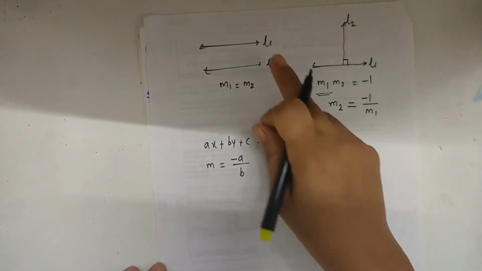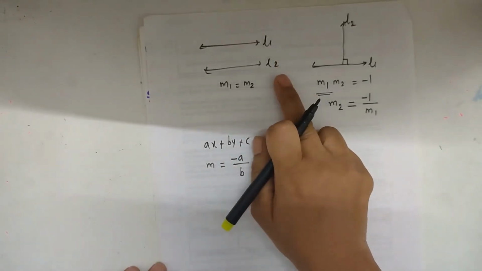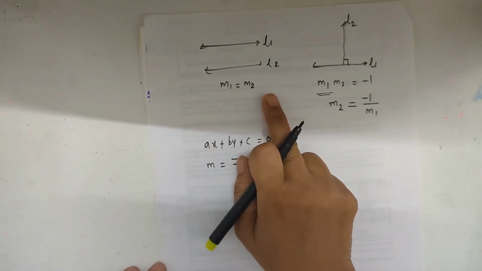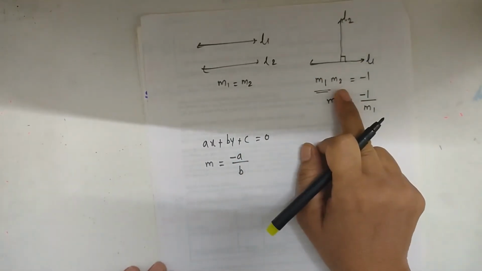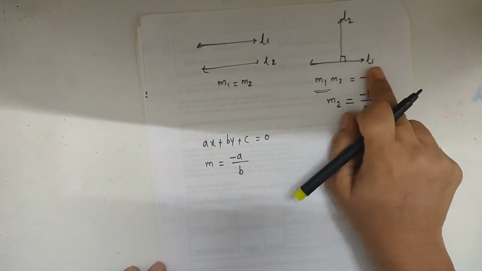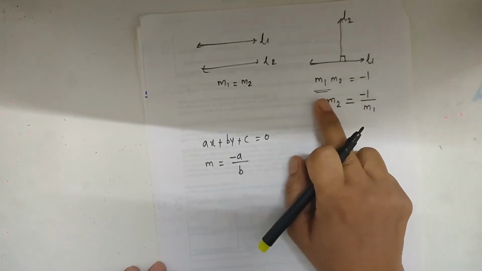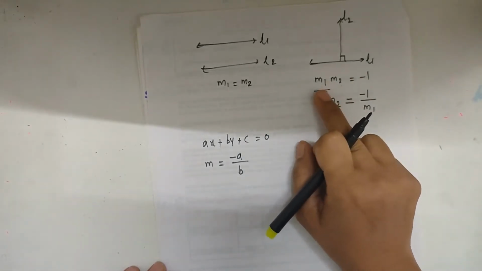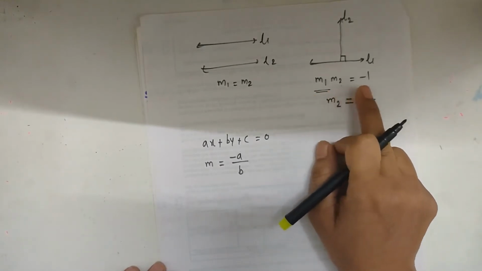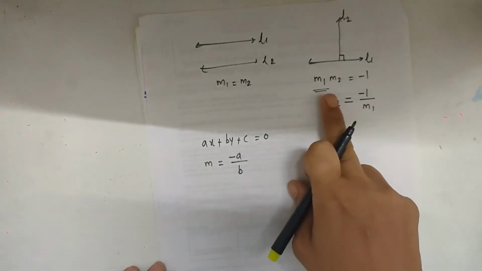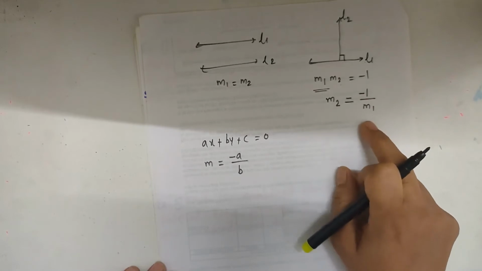We know that if lines are parallel, then their slopes are equal. Suppose lines L1 and L2 are parallel, then their slopes are equal or the same. If lines L1 and L2 are perpendicular to each other, then their slopes satisfy m1 into m2 is equal to minus 1. That is, the product of their slopes is equal to minus 1. If m1 is known, then m2 can be calculated by using minus 1 upon m1.